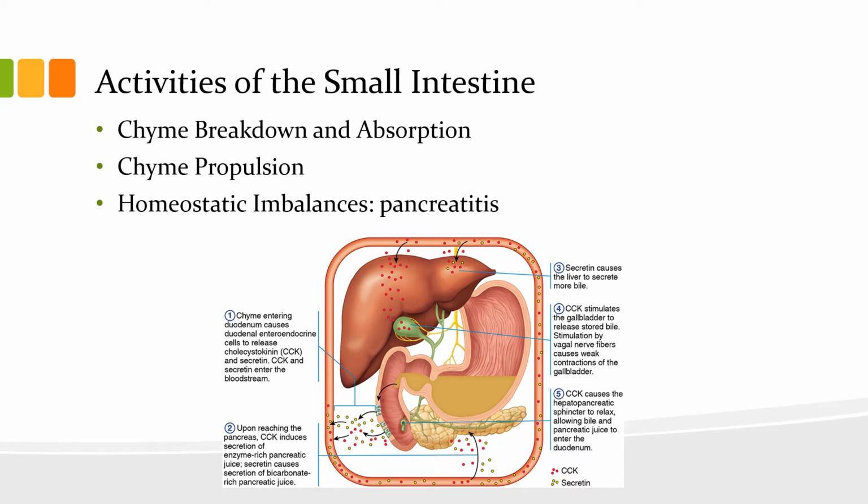The one notable homeostatic imbalance I want to talk about here is pancreatitis. It's a rare but extremely serious inflammation of the pancreas that results from activation of pancreatic enzymes in the pancreatic duct. Because pancreatic enzymes break down all categories of biological molecules, they cause digestion of the pancreatic tissue and duct itself. This is very painful and can lead to nutritional deficiencies because pancreatic enzymes are essential for digestion in the small intestine.